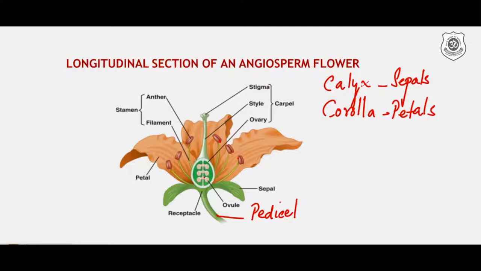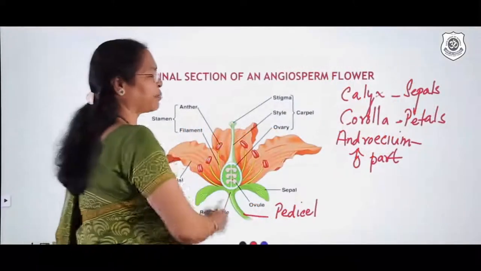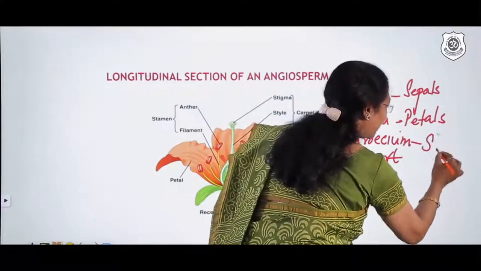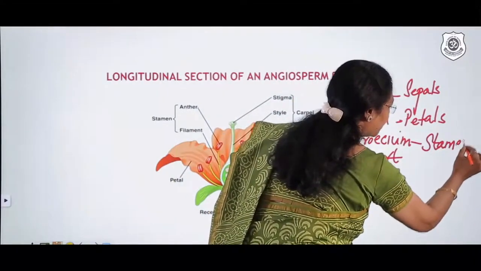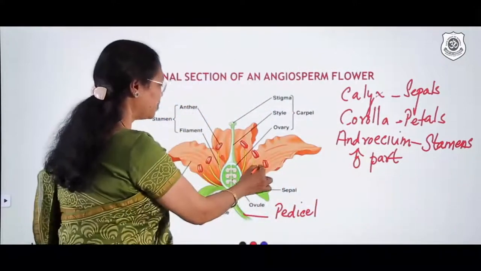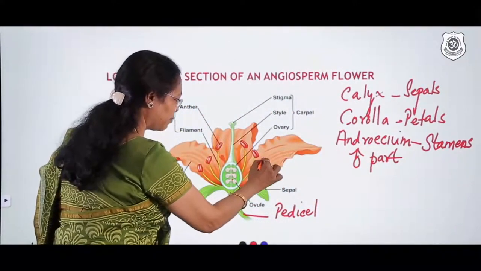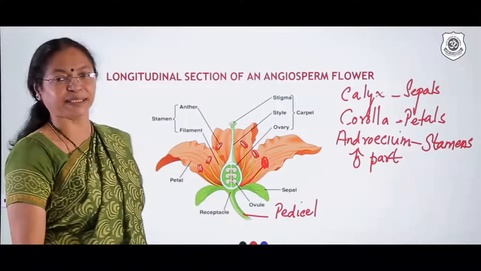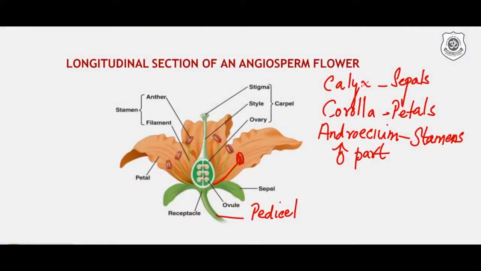The third whorl of the flower, I'm technically introducing a terminology, I'm calling it androecium. So androecium is the third whorl of the flower, and I will call androecium the male part of the flower. And what is androecium made up of? Androecium is made up of a large number of stamens. You can see the stamens here. The male part of the flower is made up of stamens, and this is the third whorl of the flower.